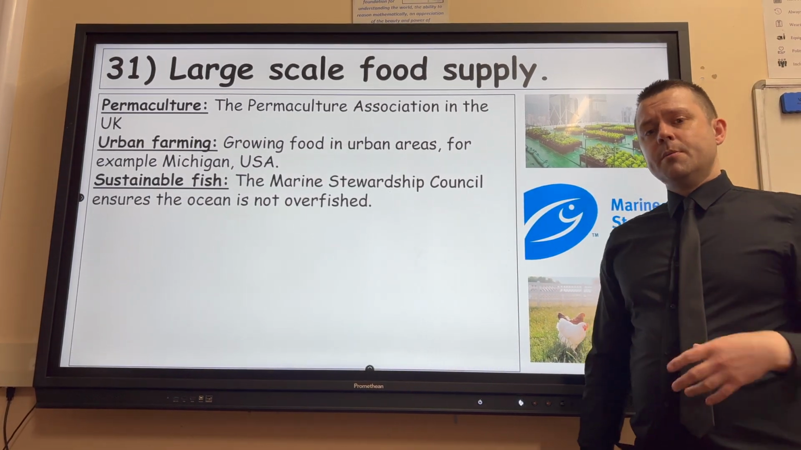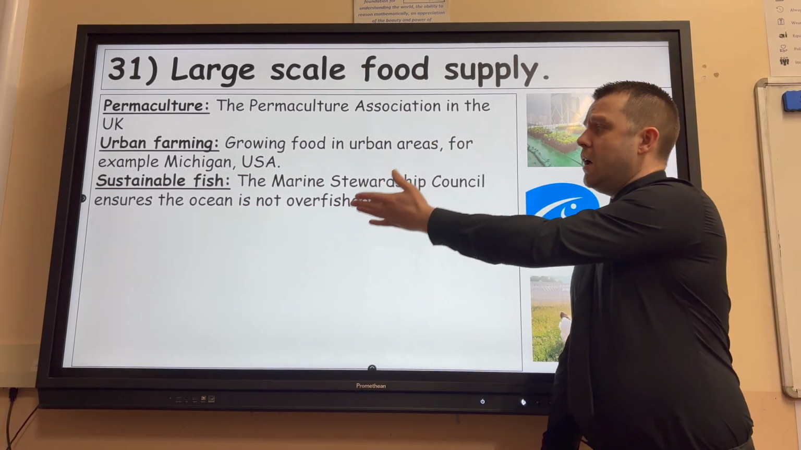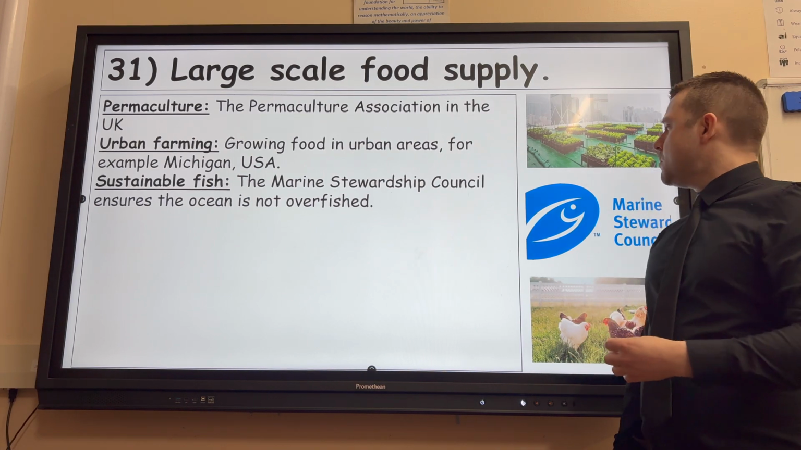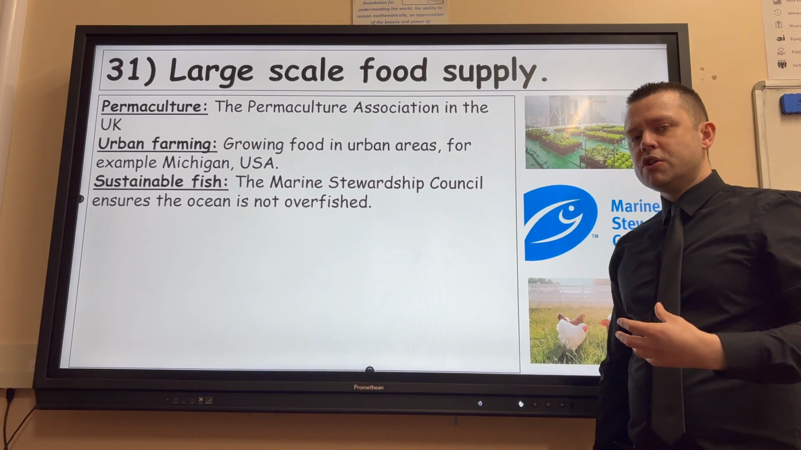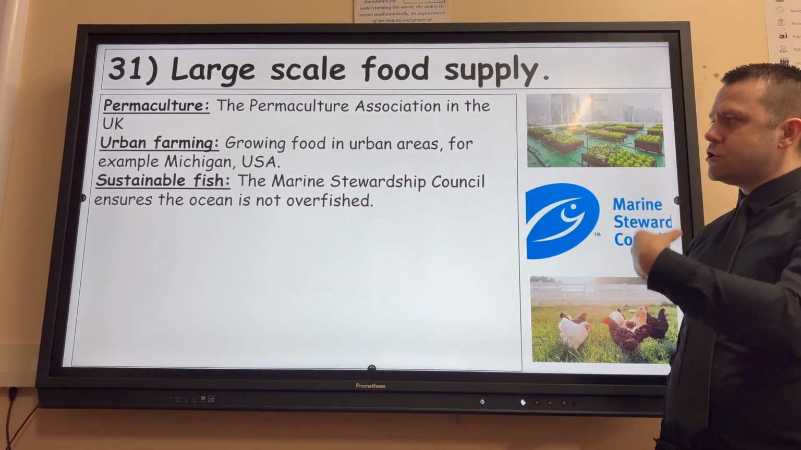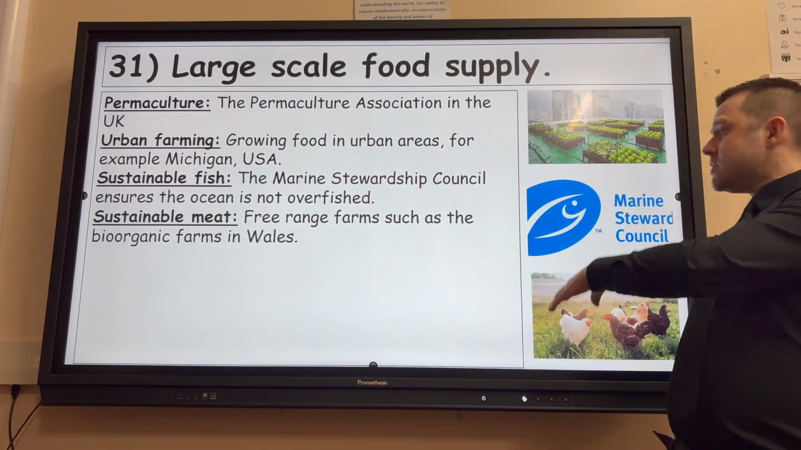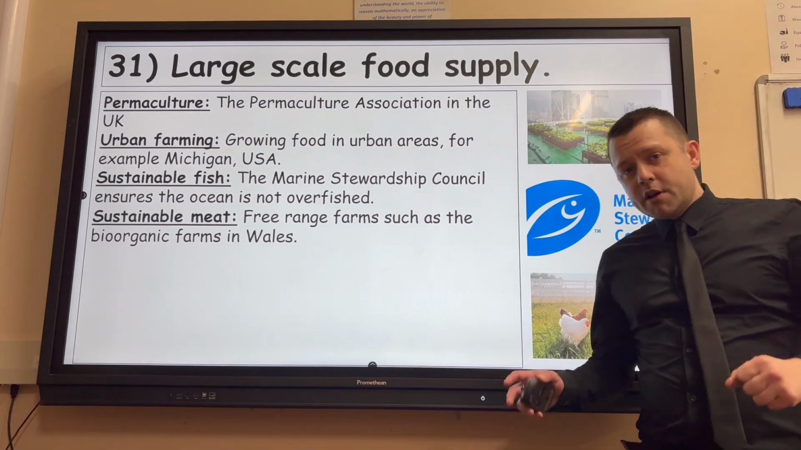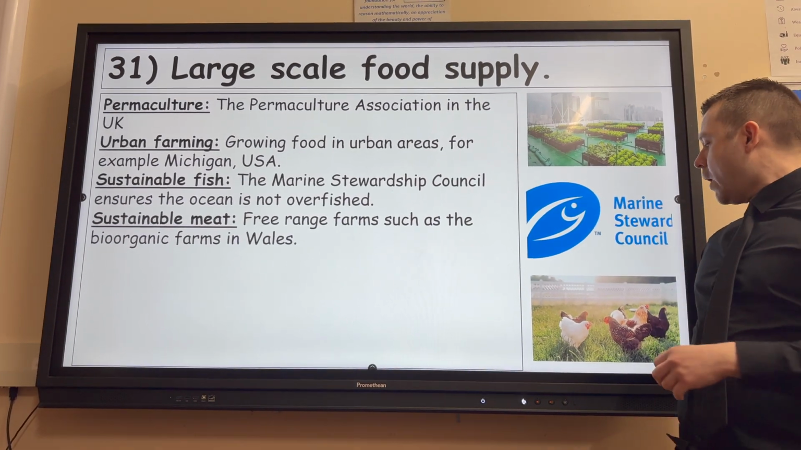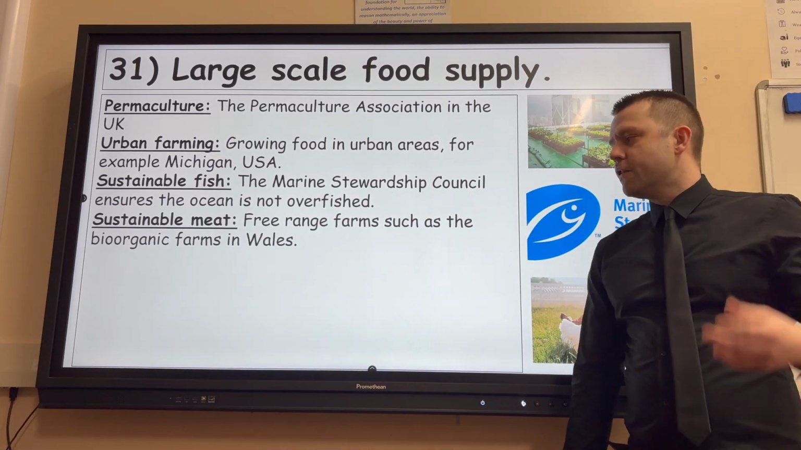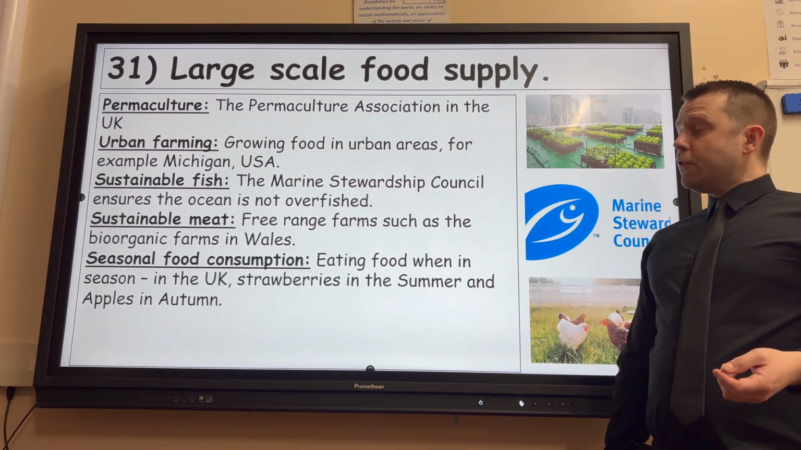Sustainable fish. So sustainable means providing for people now without damaging the environment for future generations. Fishing is managed by the Marine Stewardship Council or the MSC, and this makes sure that fish are not overfished, so fishermen don't take out too many so the fish can reproduce for future generations to fish. Sustainable meat. We've got some free-range chickens here having a nice little cluck around, and free-range farms such as the bio-organic farms in Wales are a sustainable way to produce food, and it ensures the chickens and other animals are kept happy.